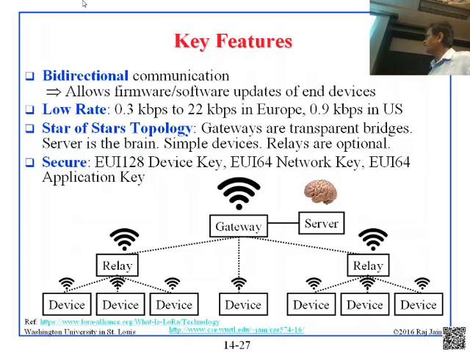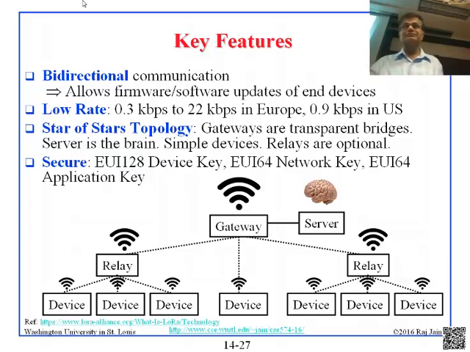And of course, the gateways can talk to all the devices, or if they need to reach some devices, they can reach them through the relays. So that's how it becomes trees of trees. And security-wise, each one has a key. The key size is 128-bit for the devices, 64-bit for the network.